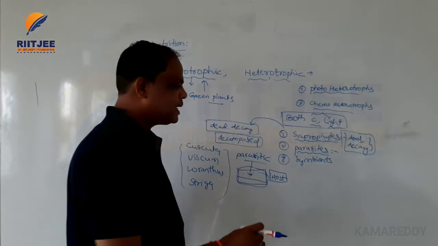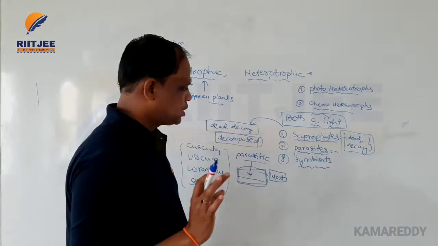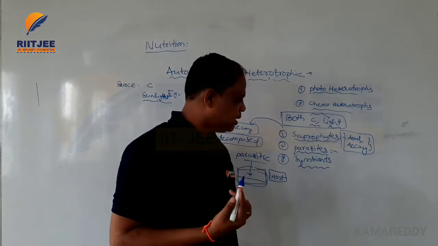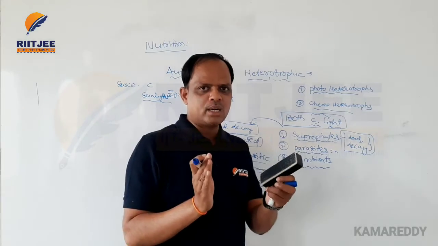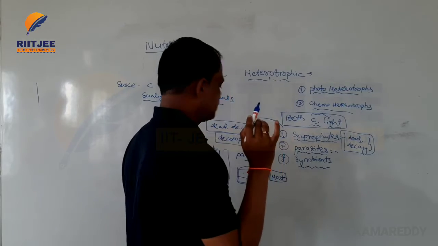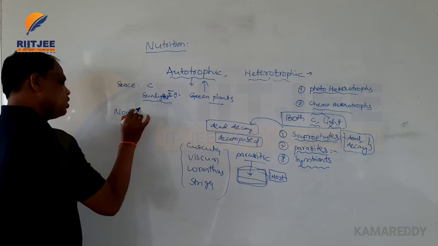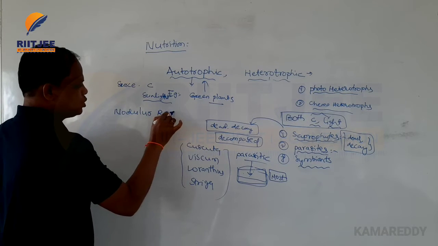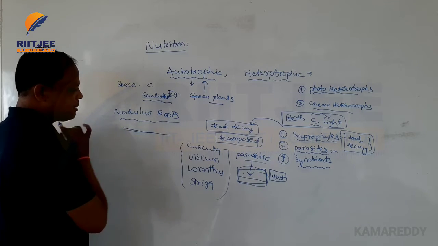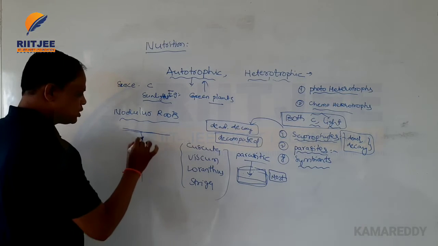Symbionts means mutually beneficial. Okay, so here mutually beneficial heterotrophism. For example, two organisms are associated and they can live together. Such organisms are called symbionts. For example, nodular roots are the best example of symbionts, in the Leguminaceae or Fabaceae family plants. All the root systems are there.